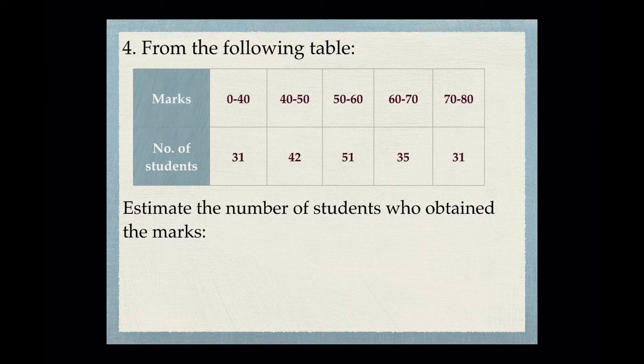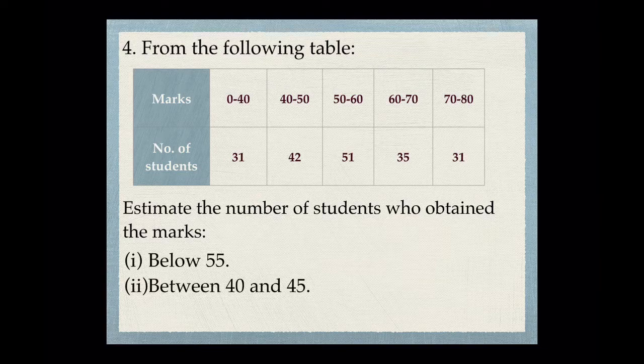So this looks a little different from the usual problem. The question is: estimate the number of students who obtained marks below 55, that is the first question, and between 40 and 45 is the second question. So two different values have been asked here.